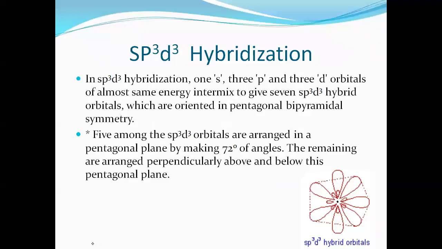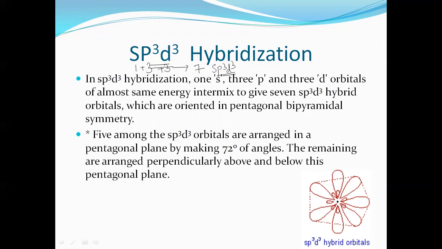So that's how the hybridization in SF6 can be explained. When we come to sp3d3 hybridization, as the name suggests, one s, three p orbitals and three d orbitals participate in the hybridization, resulting in the formation of seven sp3d3 hybrid orbitals, which are seven in number.